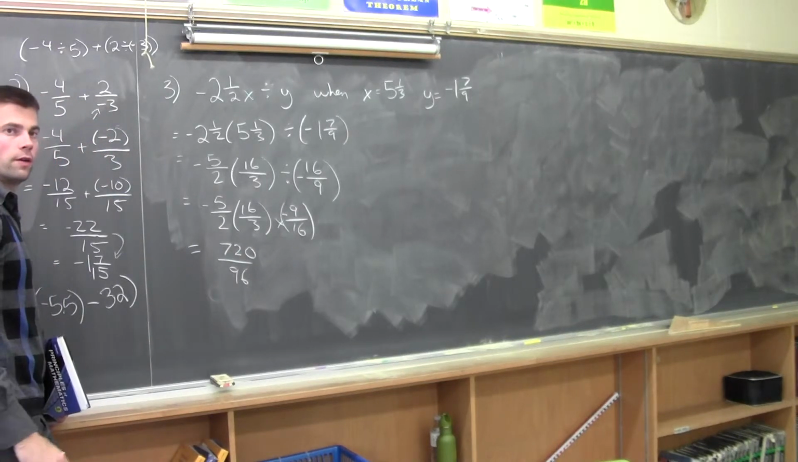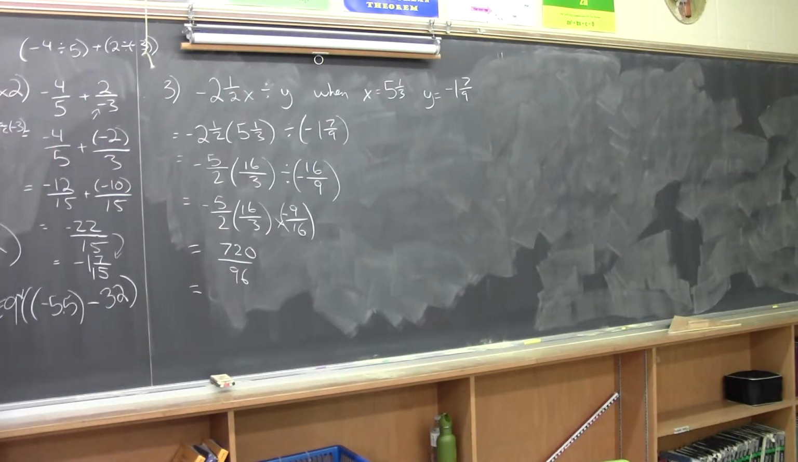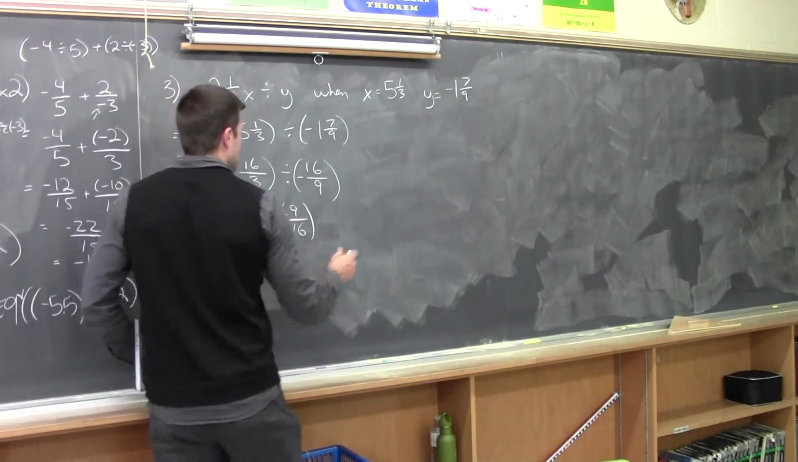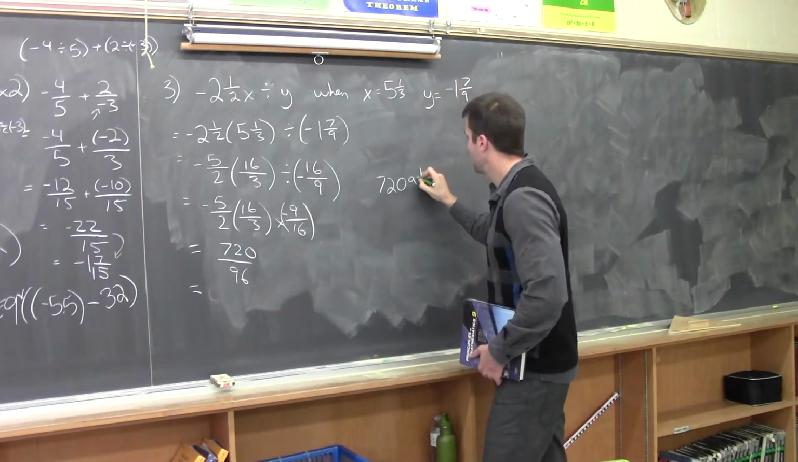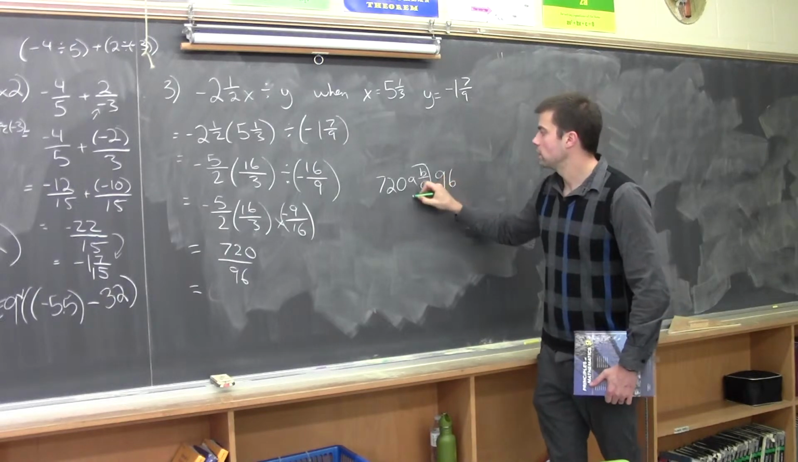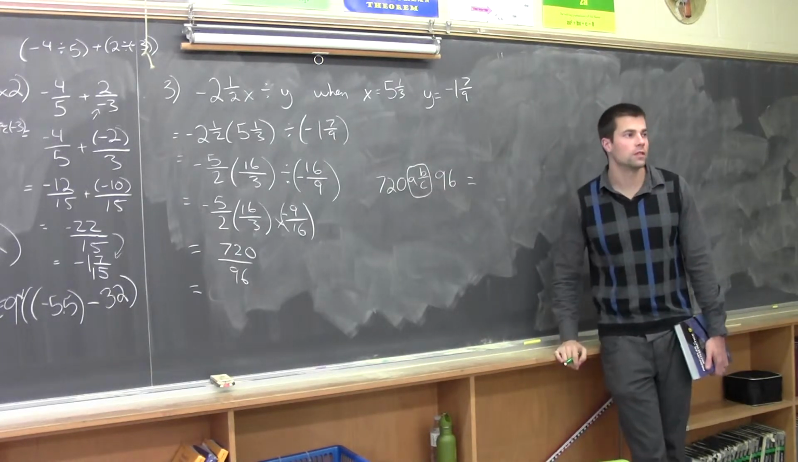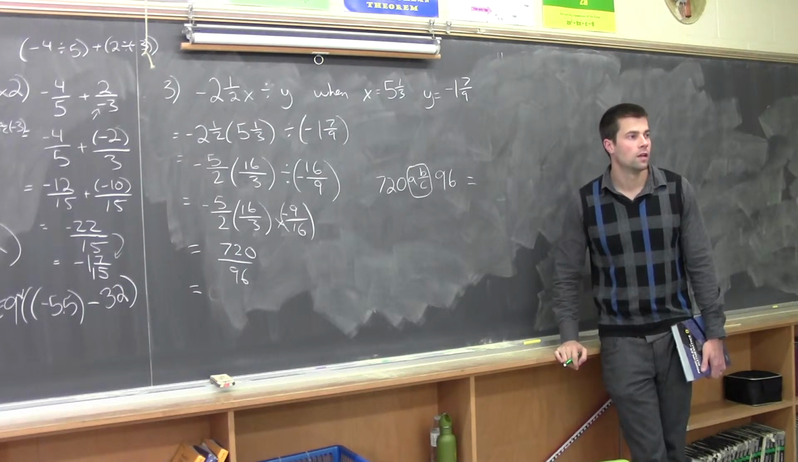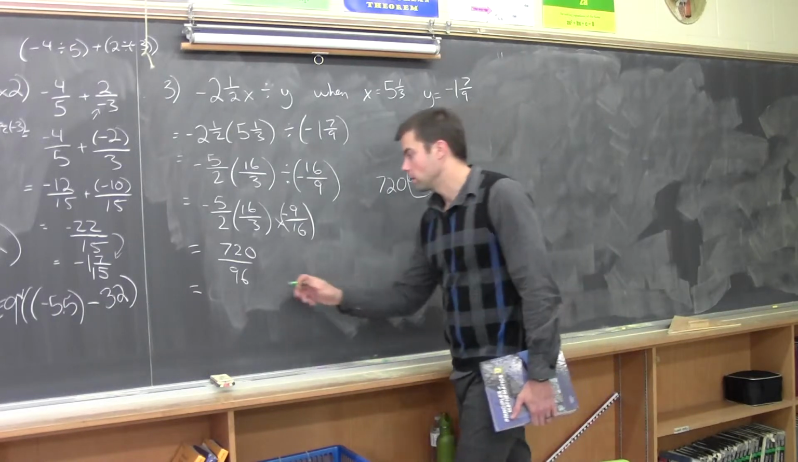Okay, so we have 720 over 96, converting that to a mixed number. Try this on your calculator, 720, press that key, and then 96, and then press equals. It might give you the mixed number. 7.5? It gives you 7.5? Yeah. Okay, good.